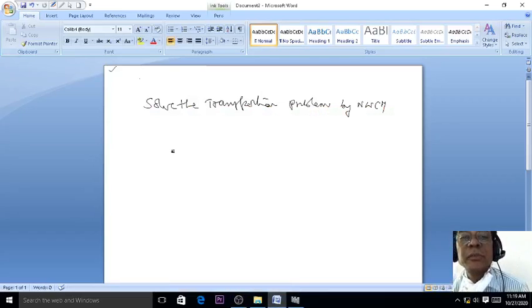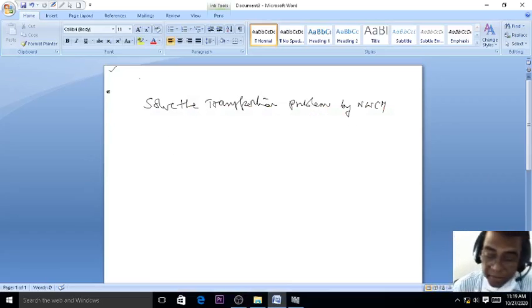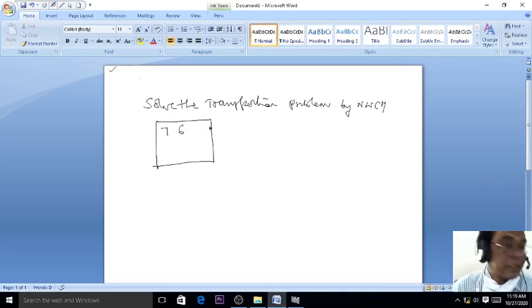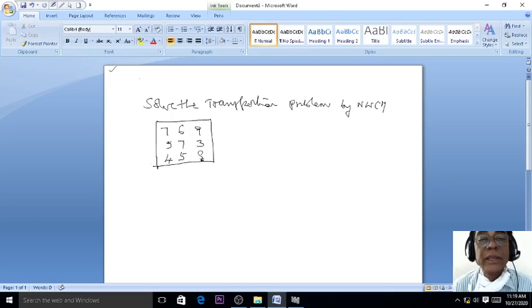NWCM method. So please note down the problem here. The problem is given like this. So the problem is given. These are the costs: 7, 6, 9, and the next row 5, 7, 3, 4, 5, 8. And these are the demand.